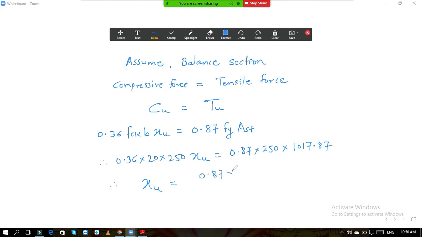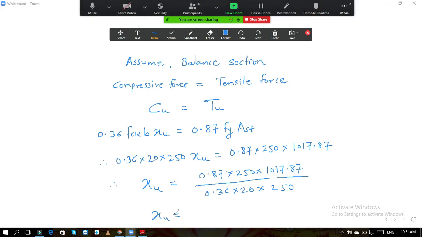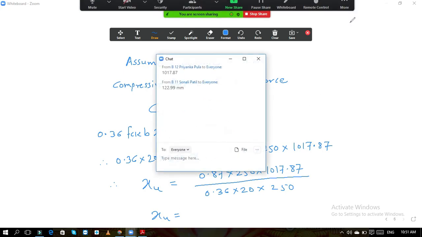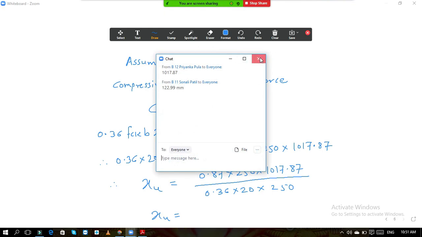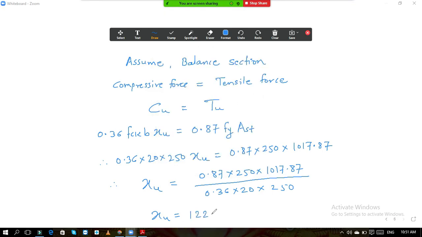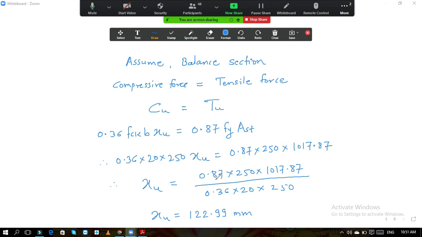Just if you equate, XU is equal to 0.87 into 250 into 1017.87 whole divided by 0.36 into 20 into 250. If you calculate this, you will get the value of XU, which is 122.99 mm. So our first target is over. They told us to calculate the value of XU.